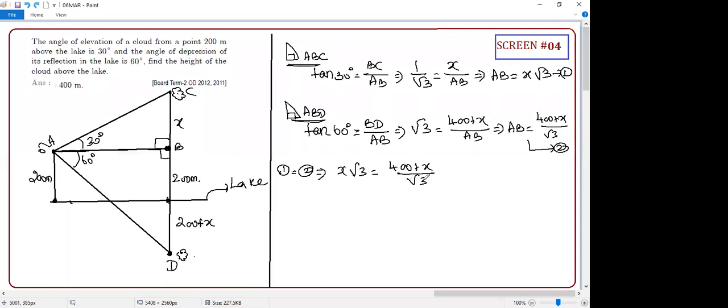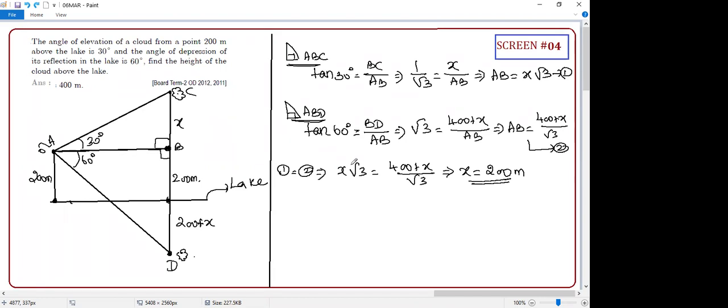So bring this to 3x, then 2x. Finally, x equal to 200. Am I right or not? 200 meters. Yes, sir. Guys, do the mental calculation. Don't expect root 3 into root 3, 3x. Bring this x, 3x minus x, 2x. So 2x equal to 400, x equal to 200. All these calculations in the mind. Now tell me, is your x the answer?